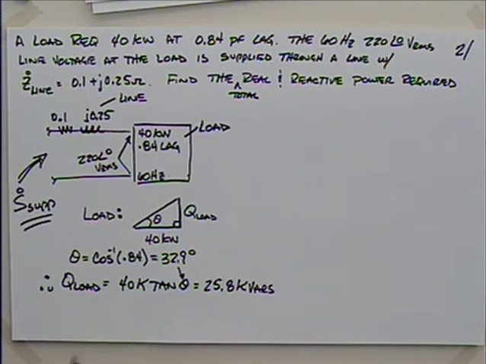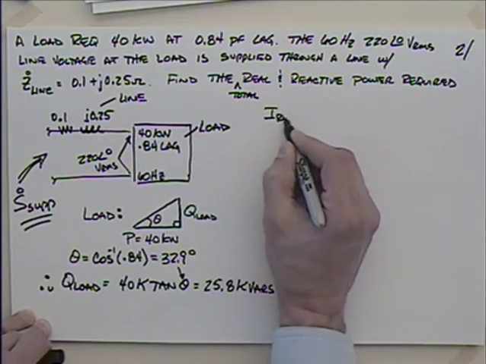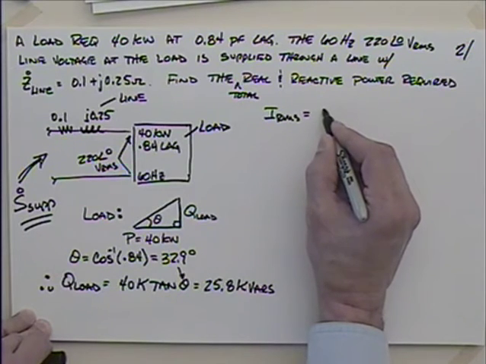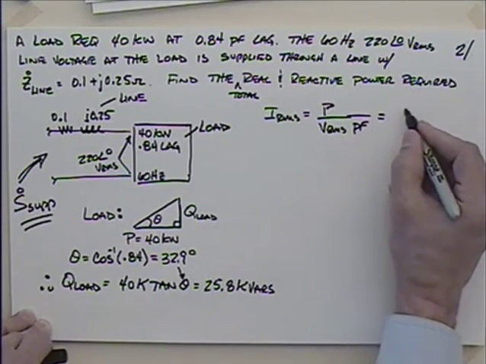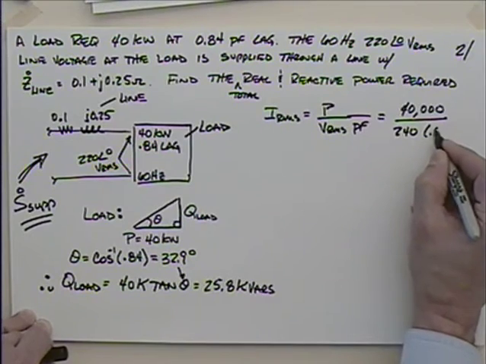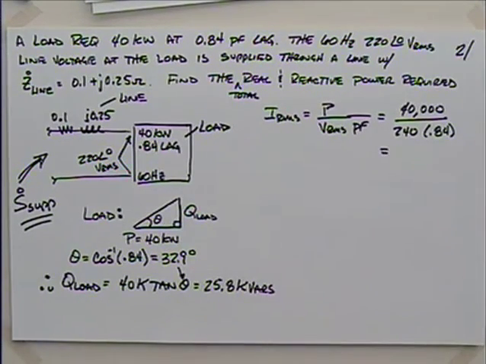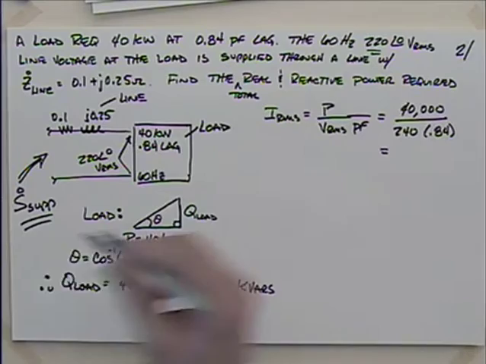So I now know this is the power for the load. I know the Q for the load. If I find the P for the line and the Q for the line, I should be set, shouldn't I? Can I come up with a current for the line? Yeah, why not? IRMS would be equal to P divided by VRMS times the power factor. So I'm going to take 40,000 divided by 220 and a power factor of 0.84, and that gives me a number. Am I 220 or 240? 220, so this had better be 220.